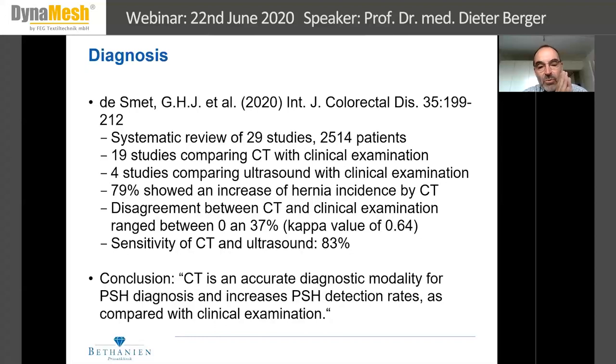So if you would like to perform parastomal hernia repair, you should also be able to look at the CT scan and find the diagnosis by yourself, without the radiologist or together with the radiologist, but not only by the radiologist.